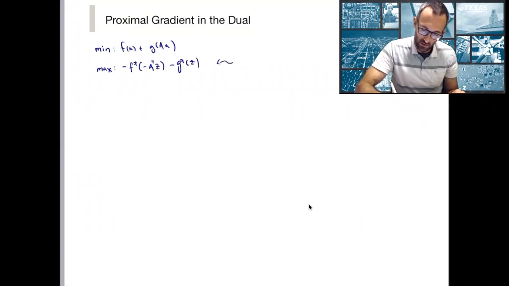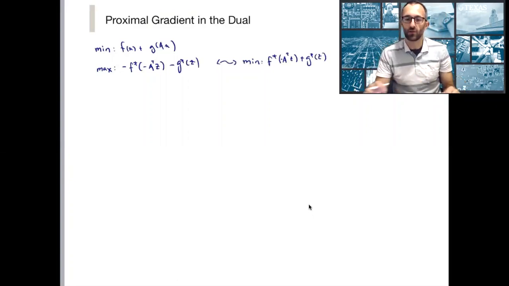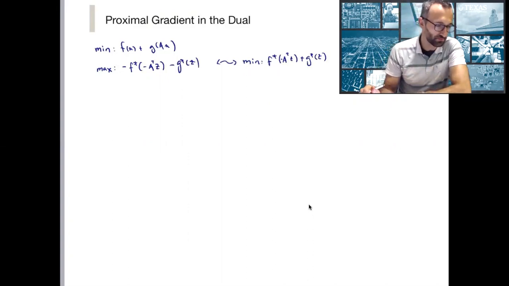And again, note that we get the same solution if we look at the minimization problem of minimizing f star of minus A transpose z plus g star of z. I just took a minus sign out and took the min into the max. Of course, these have the same solution.